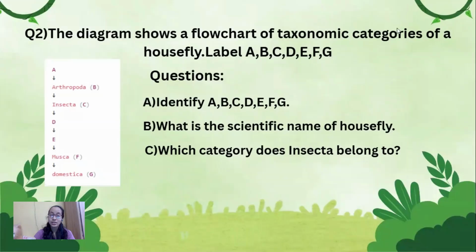The second question is, the diagram shows a flowchart of the taxonomic categories of a housefly. Identify and label each of the parts, and also mention the scientific name of the housefly and which category Insecta belongs to.